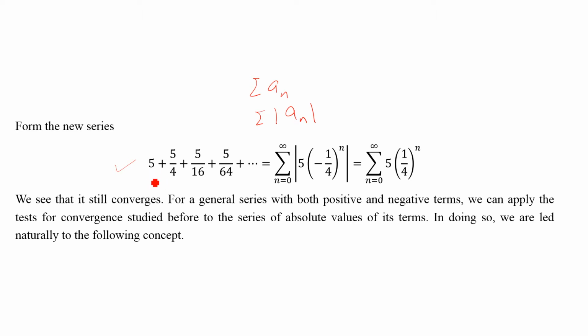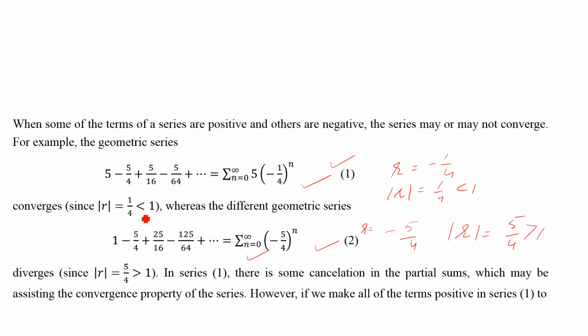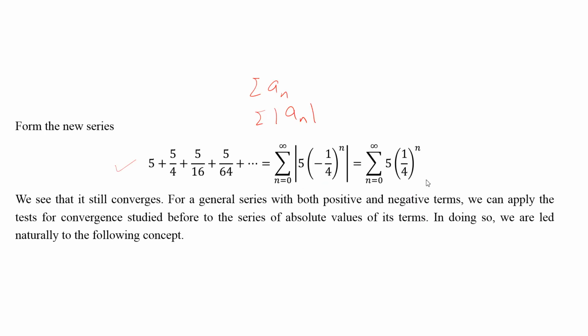So let me show you series 1 again. This is 5 minus 1, 5 by 4. So the first term is 5, and we had minus 1 over 4 as the common ratio. So the actual series will be like this. And this is the series made by making every term positive, that is the series of absolute values. Now this series is still convergent. So we see that it's still convergent.